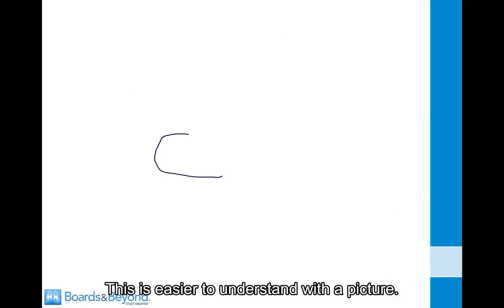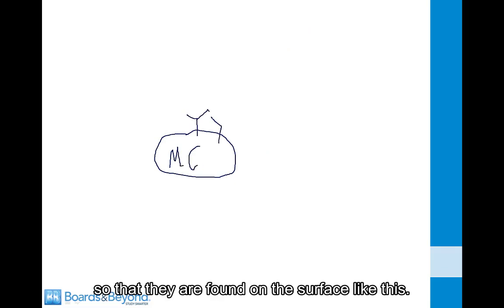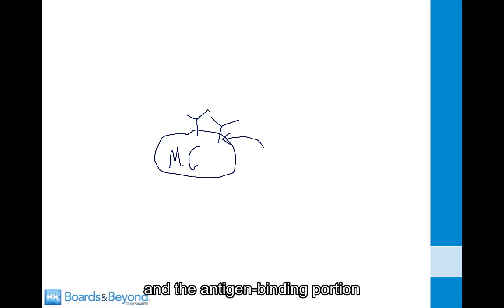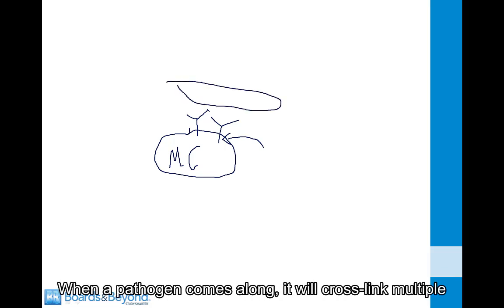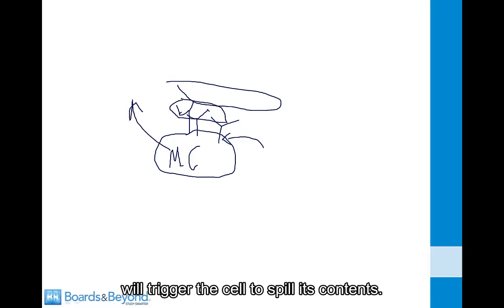This is easier to understand with a picture, so if you have a mast cell here, what it will do is bind lots of IgE antibodies so that they are found on the surface like this. The Fc portion is right here bound to the cell, and the antigen binding portion of the antibody is sticking out. When a pathogen comes along, it will cross-link multiple of these IgE antibodies together, and that cross-linking will trigger the cell to spill its contents.